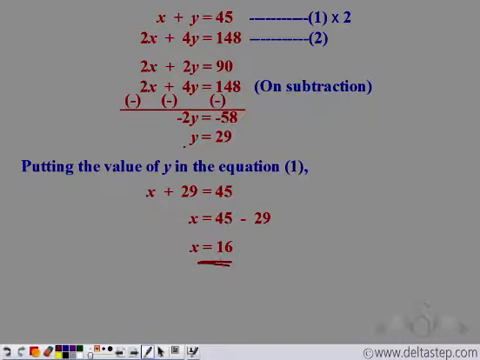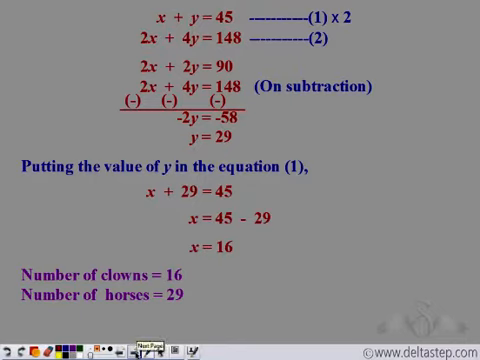So we have solved for x and y. We have taken x to be the number of clowns, so the number of clowns is 16. And we have taken y to be the number of horses, so the number of horses is equal to 29. And this is the solution of the word problem.